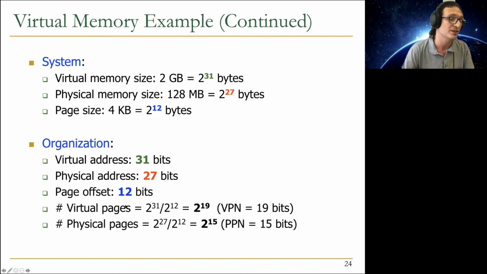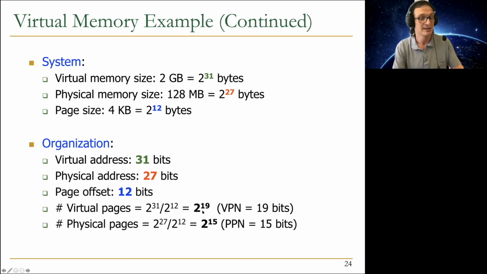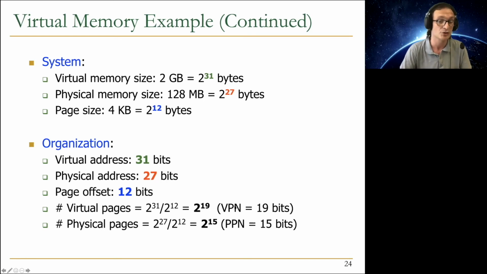Now you can compute the number of virtual pages in virtual memory. It's 2 to the 19, as you can see. So the virtual page number should be 19 bits. And the physical pages in physical memory, which is 2 to the 15, by dividing the physical memory size by the page size. And the physical page number is 15 bits. So these are very easy things.